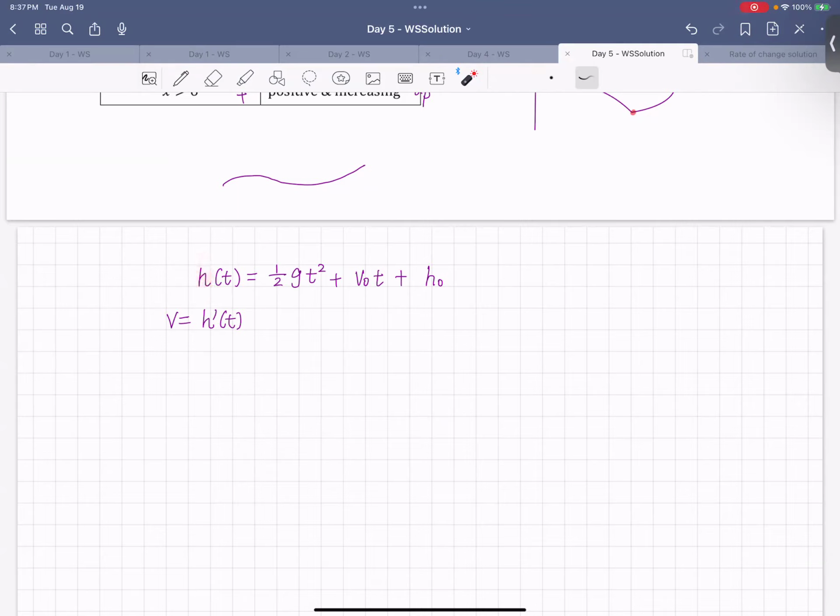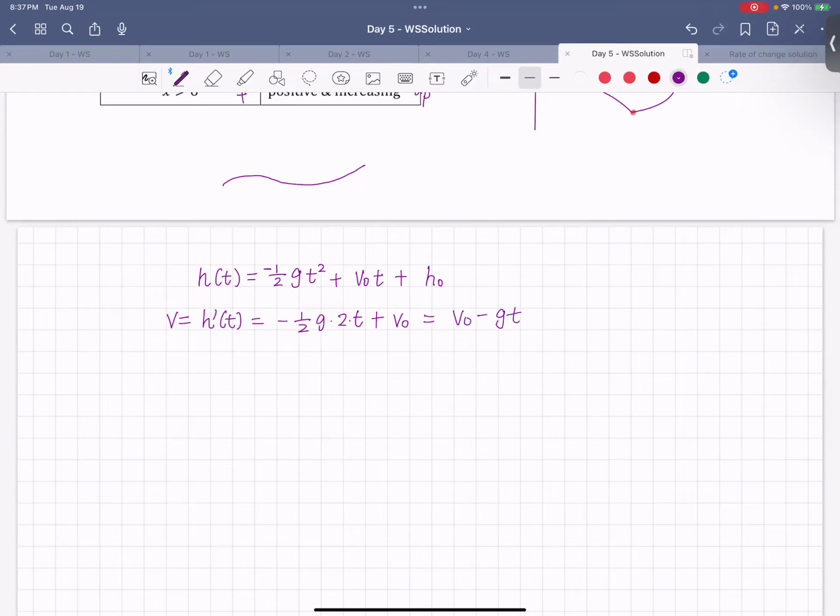If you throw something upward, it's going to drop down because of gravity. So that is this. And then, of course, you have a negative in front. H prime t is going to be negative gt. How do you get negative gt? It's negative 1/2 of g times 2 times t. V0 t derivative is V0. So this is V0 minus gt. This is your velocity formula.